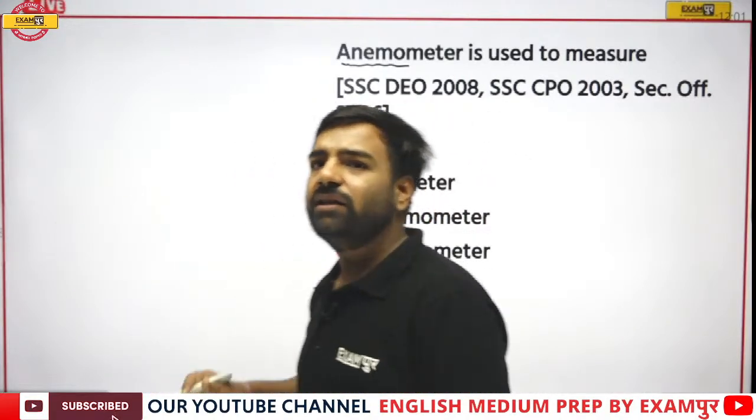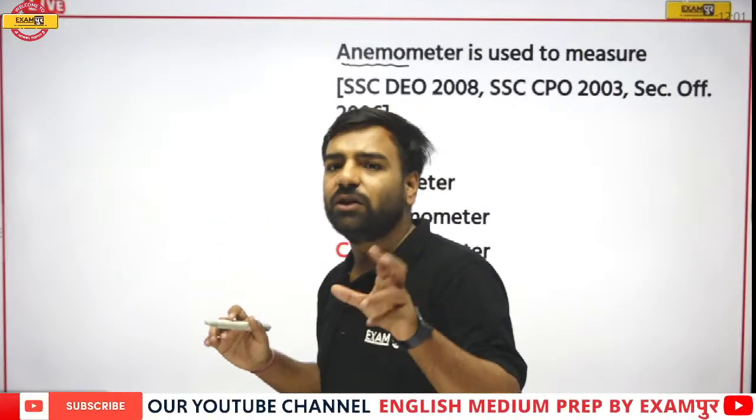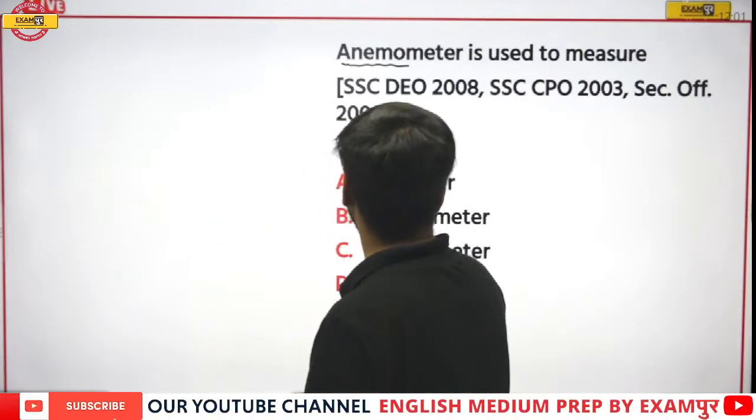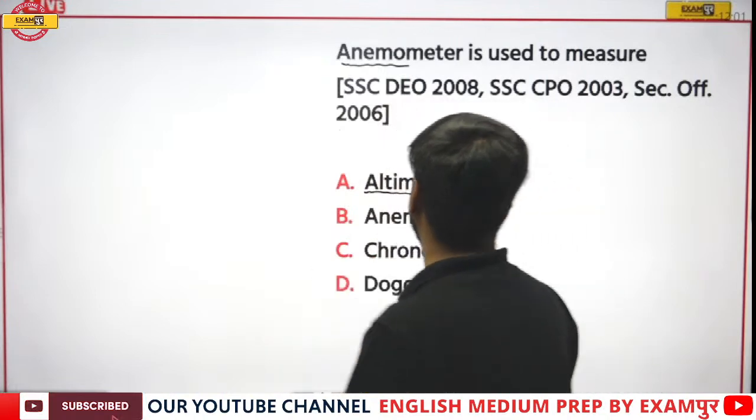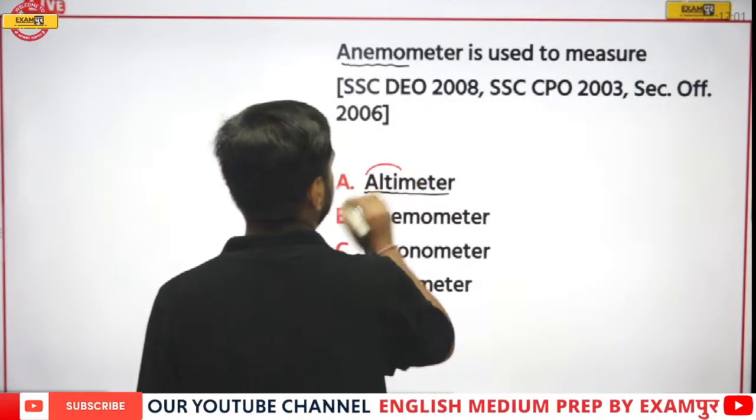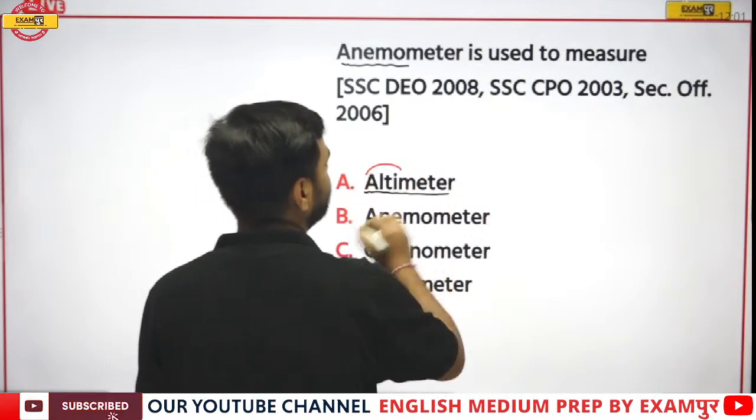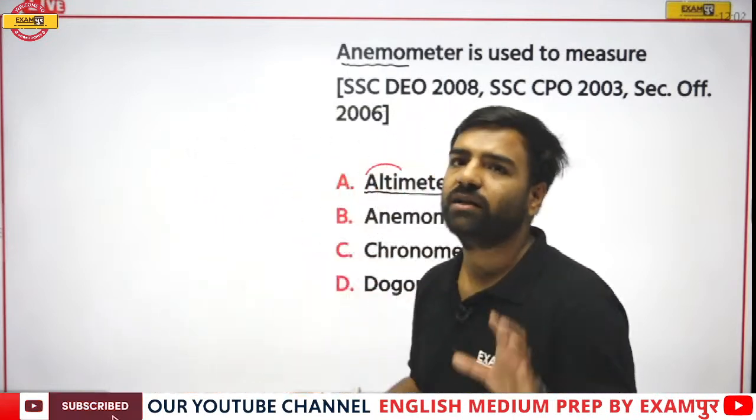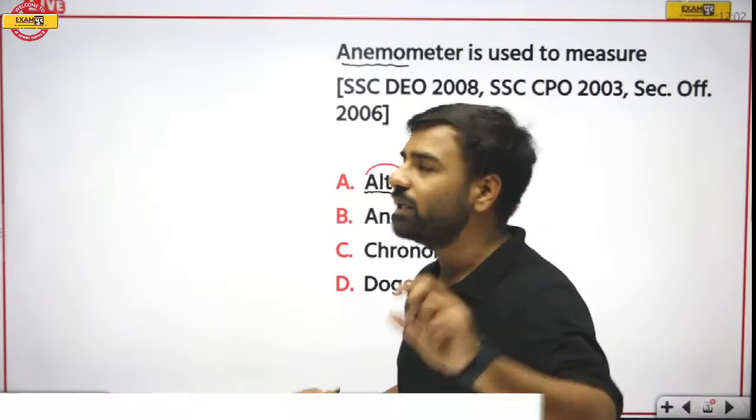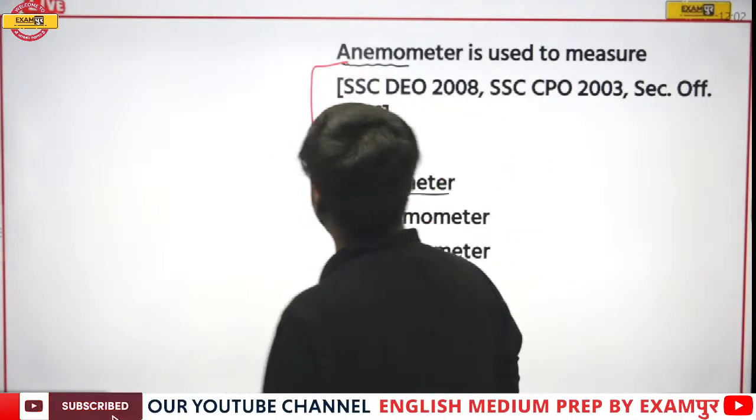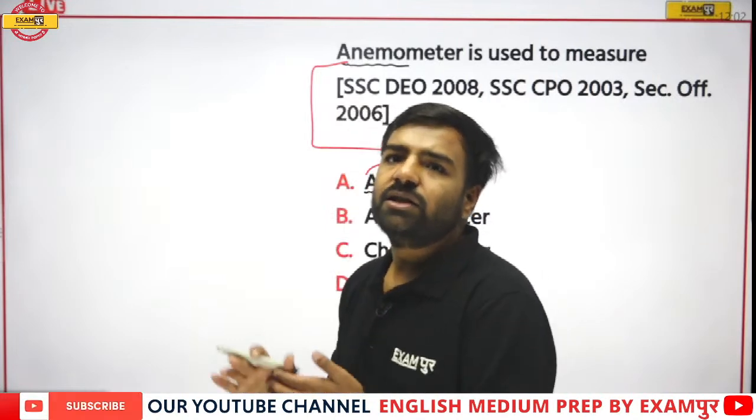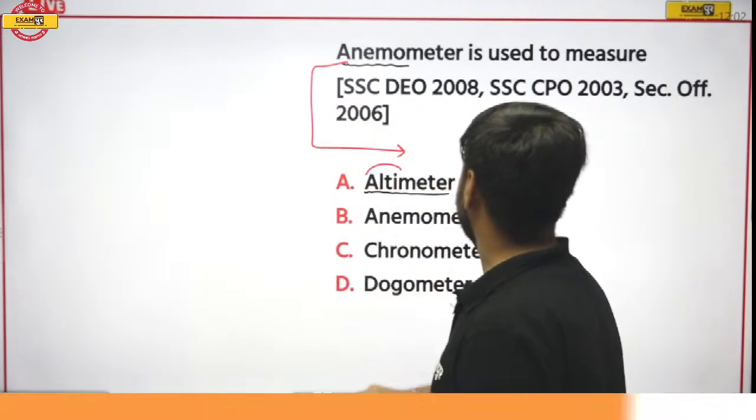Fine. So there are the options given here. If I talk about the altimeter, this means we are talking about height. Let me write for you. When we talk about altimeter, alti means height. That means we are talking about height over here. And if someone asks you about the anemometer, please remember this anemometer is actually telling you about the wind speed.